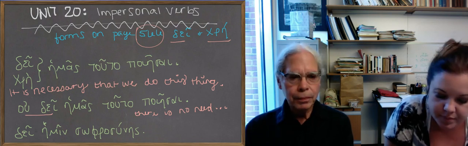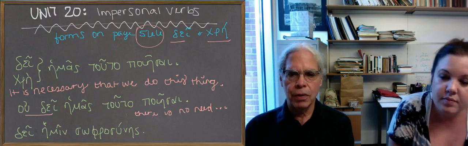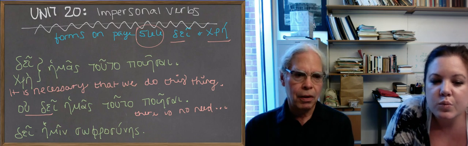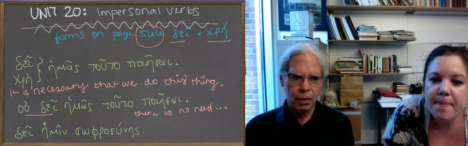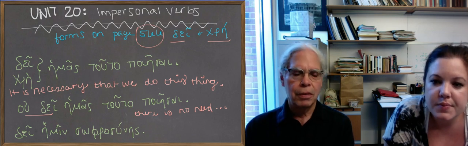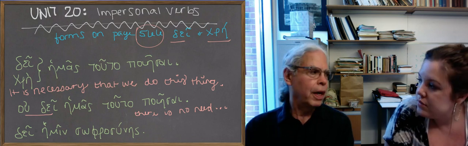The last example is really a place where you can see that this meaning of de, having to do with need or lack, comes to the forefront. So it can govern a genitive. De hemin sophrasune means there is a need in us of prudence. So you can have a genitive to express the thing that you're lacking.